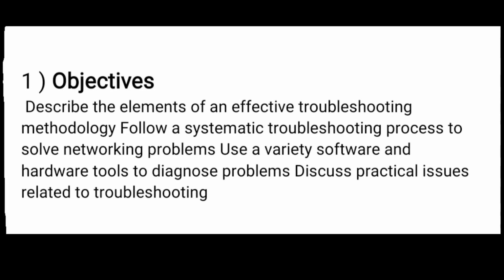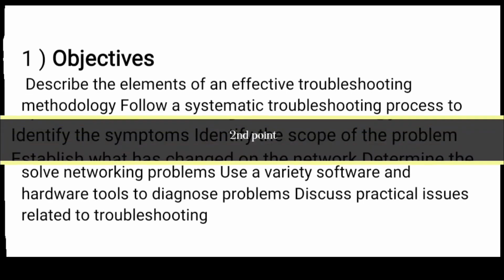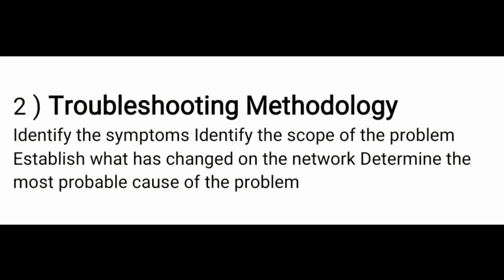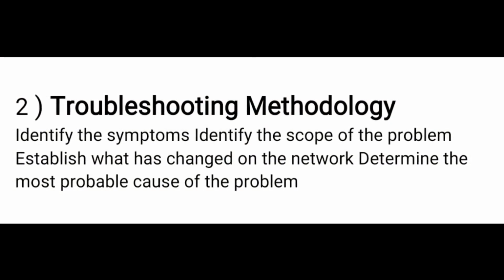The first point is the objective. Describe the elements of an effective troubleshooting methodology. Follow a systematic troubleshooting process to solve networking problems. Use a variety of software and hardware tools to diagnose problems, and discuss practical issues related to troubleshooting. As you hear, in the objective, you only follow the systematic process to solve networking problems. You can use a variety of software and hardware tools to diagnose problems. The objective is the basic step for the networking problem.